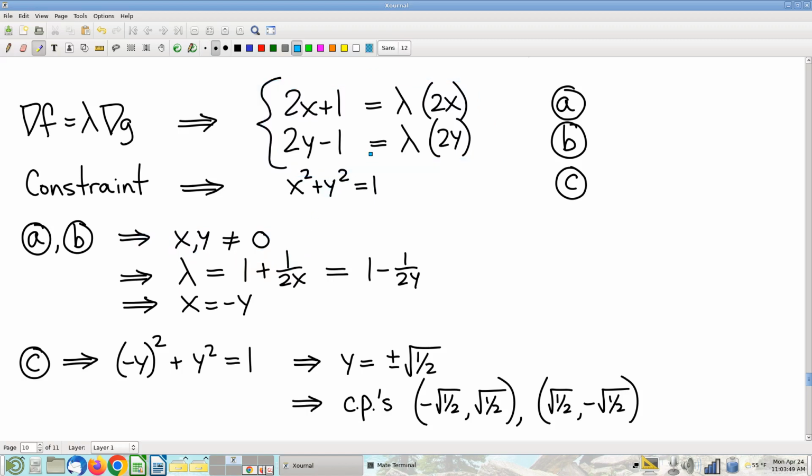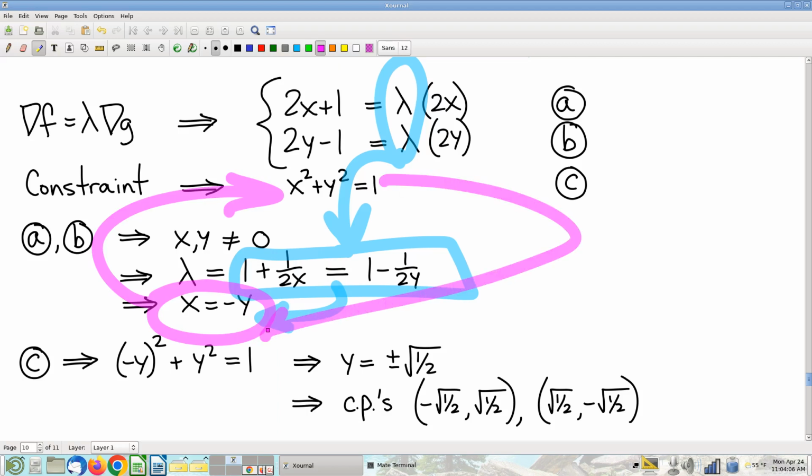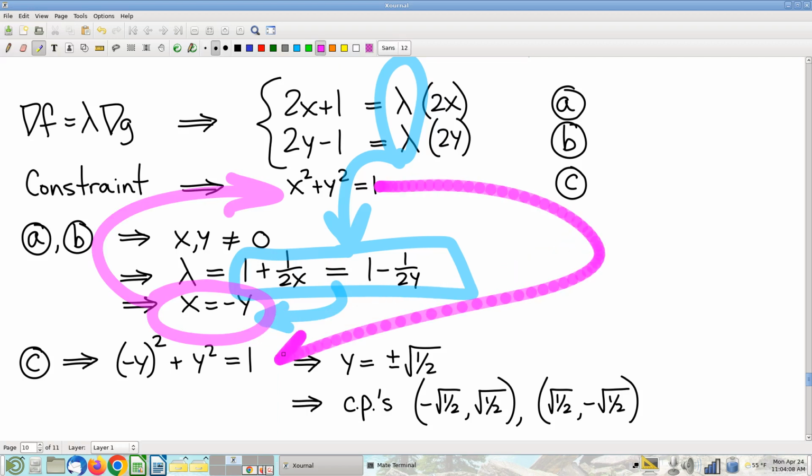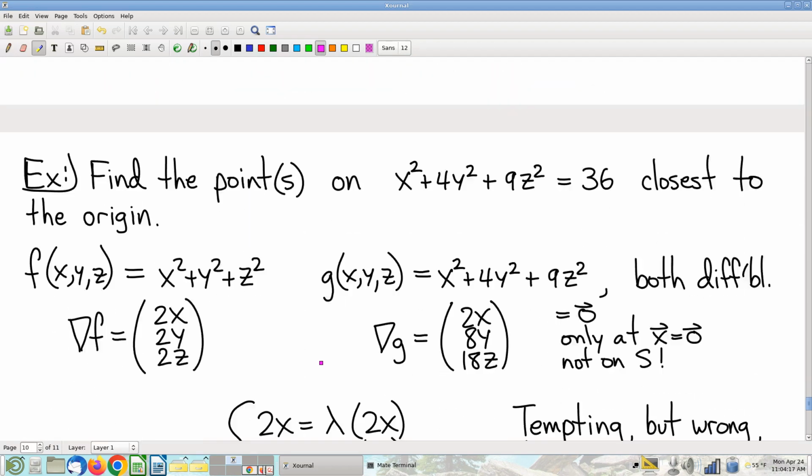Once you know they're not zero, then solve for lambda in those equations, and that tells you a relationship between x and y. And as usual, once you have a relationship between x and y, you can plug that into your constraint. Oh, missed. Let's try that again. And then a little bit of algebra, and it all unravels. Okay. Last example. A little bit of algebra here.